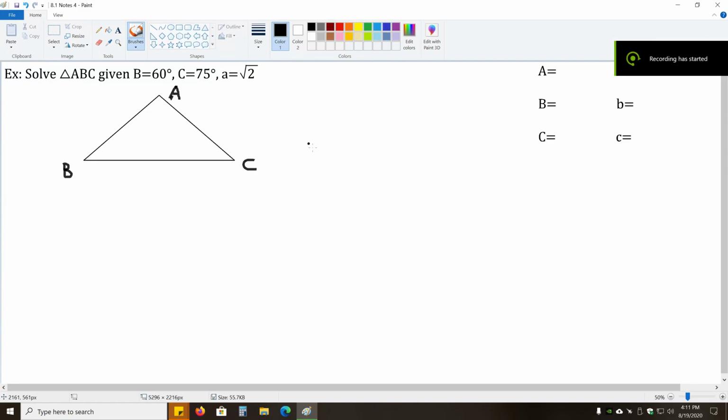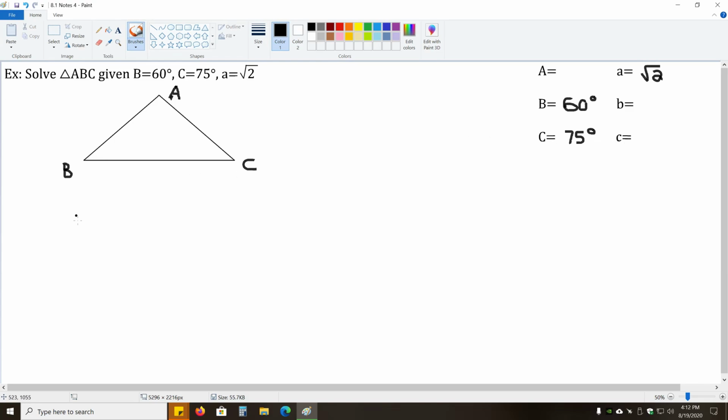So for this problem, we're solving triangle ABC given angle B is 60 degrees, angle C is 75 degrees, and side A is equal to the square root of 2. To start this off, we're going to fill in all of our given information into our solution so that we know what's left over to solve for. And now that we have that, we know we're solving for angle A, side B, and side C.